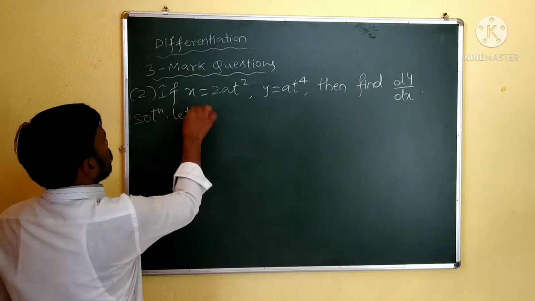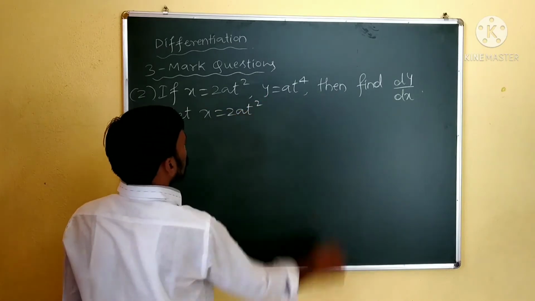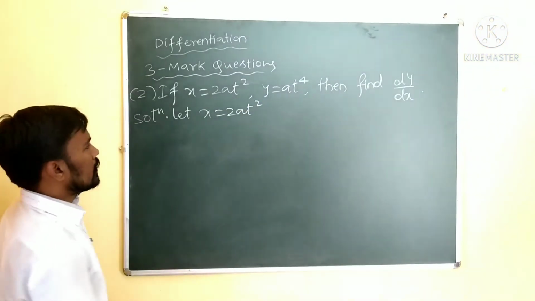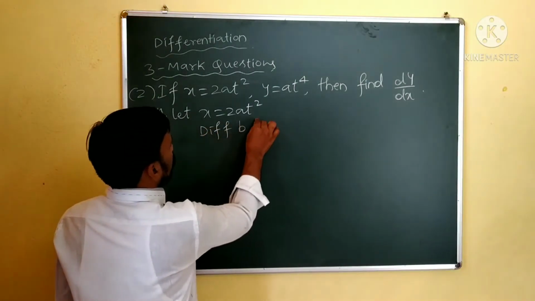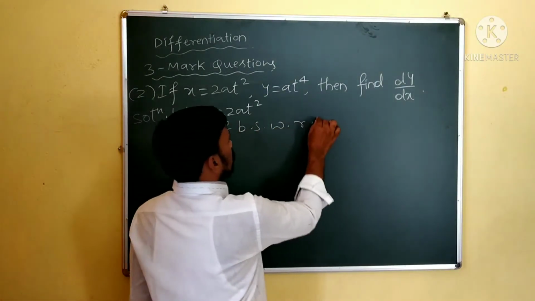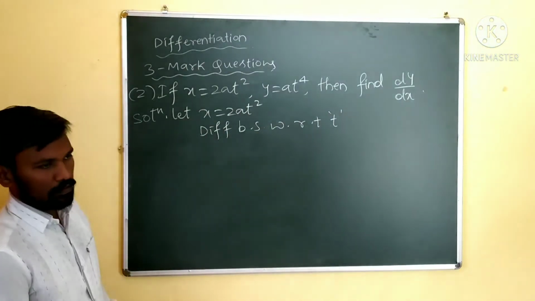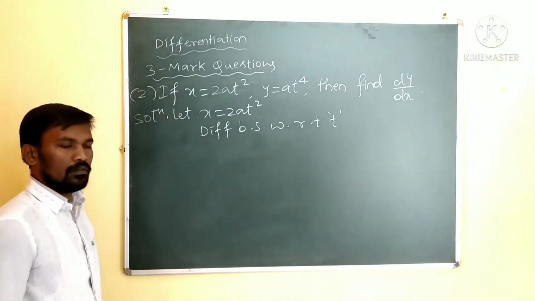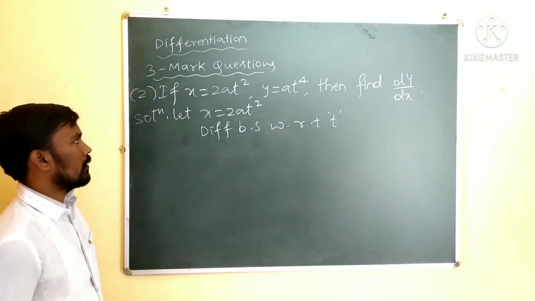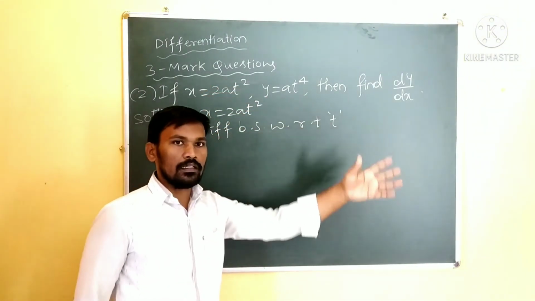So let us take the first equation. Let x is equal to 2at square. Now differentiating both sides with respect to t. Why important? Writing with respect to x instead is wrong. Write a simple sentence: differentiating with respect to t. So t is a parameter. If 2a theta square is given, you must write with respect to theta.